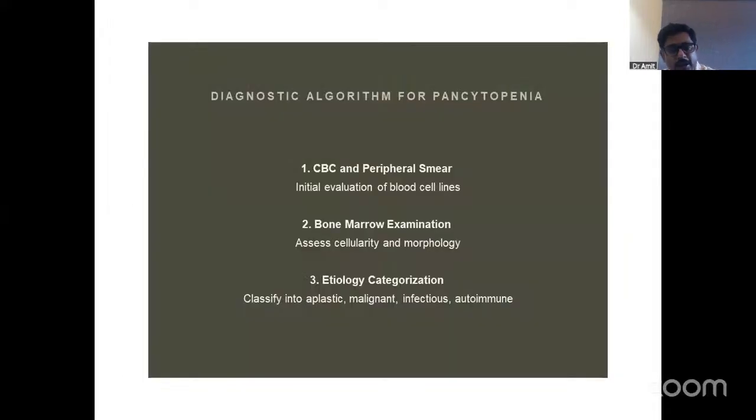Now, the diagnostic algorithm. As I already told you, the first and foremost thing which needs to be done is a CBC and the peripheral smear, which is the initial most evaluation of the blood cell lines. Then we go on to bone marrow examination, assess the cellularity and morphology, and then the etiological categorization of the cause of pancytopenia, whether it's aplastic anemia, a malignant cause of bone marrow failure, an infectious cause of bone marrow suppression, or an autoimmune reaction leading to bone marrow failure.